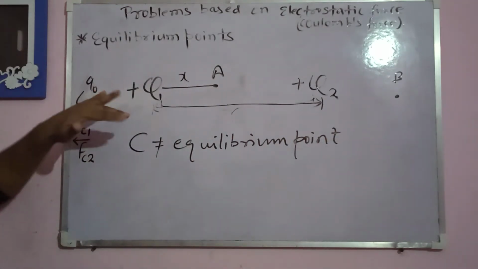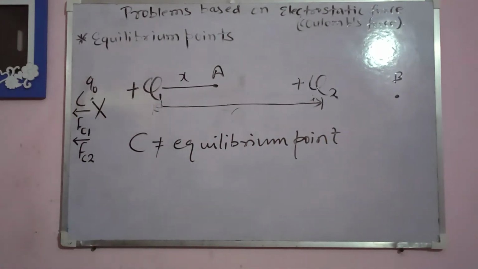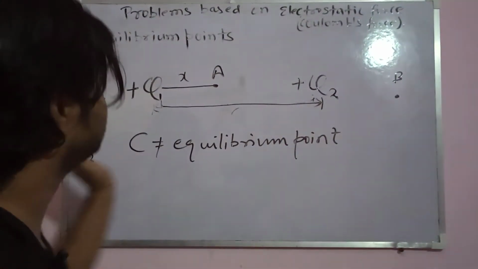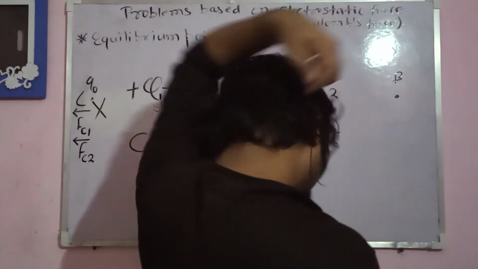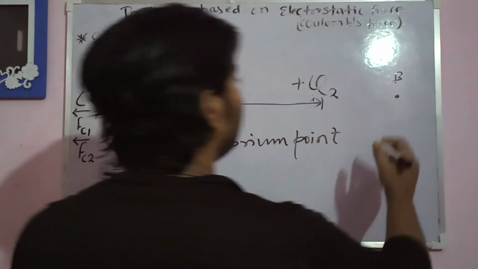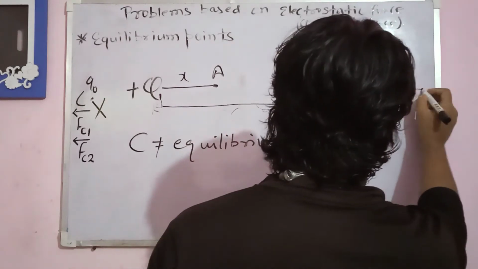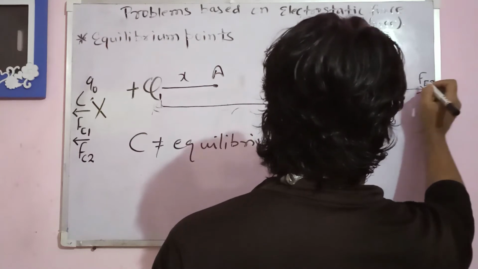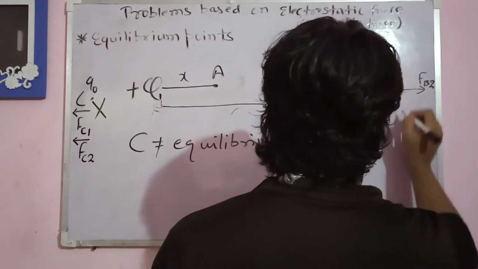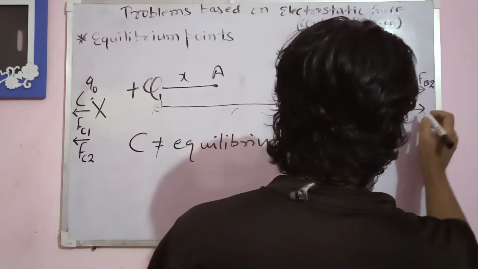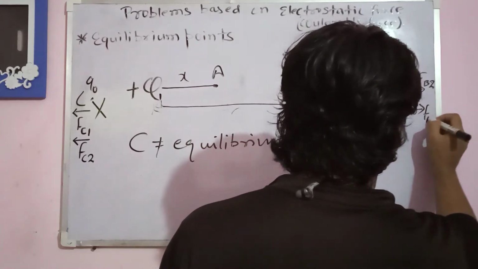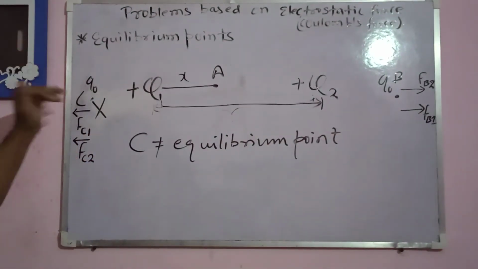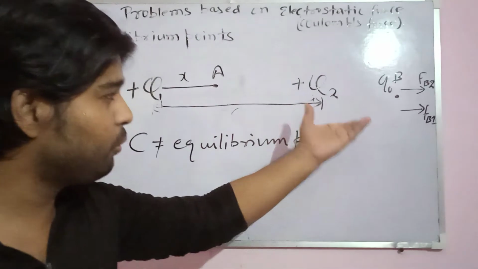So if you select any point from Q0 to this side up to infinity, you don't get an equilibrium point anywhere. Similarly, make the same analysis here on B. Force by Q2 is also in this direction, FB2. Put a test charge here, and force by Q1 on B. Similarly, the analysis we have done at point C, we'll have to do the same analysis at point B.